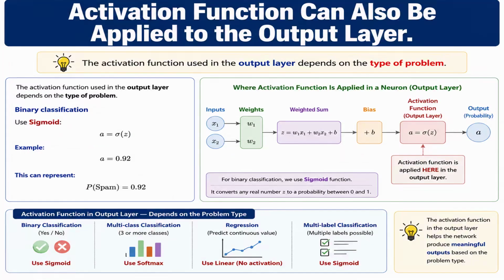The activation function can also be applied at the output layer. It is not necessary that it be applied at the hidden layer only. We can apply an activation function at the output layer also. With an activation function at the output layer, we can do binary classification, and for multi-class classification we use the softmax activation function. We will see these activation functions in upcoming lectures. But the important point is that we can apply an activation function at the output layer also.